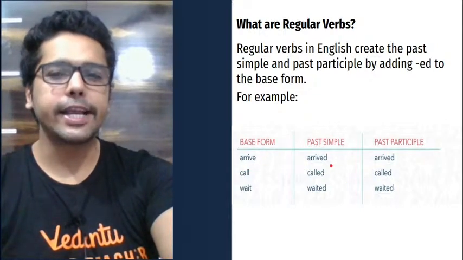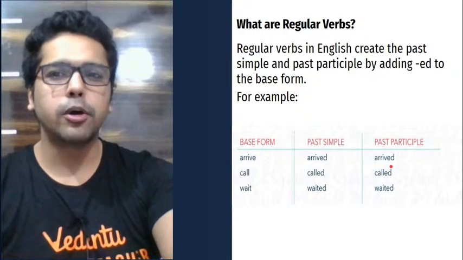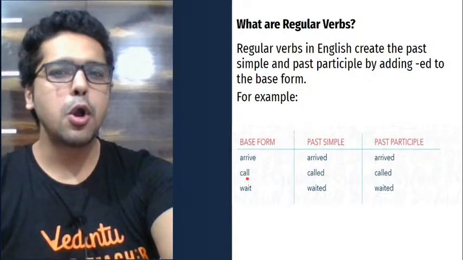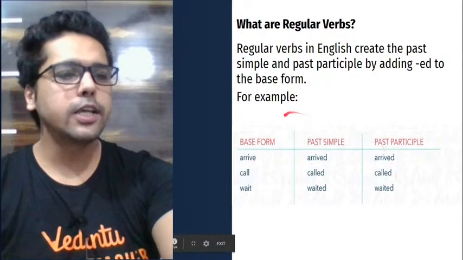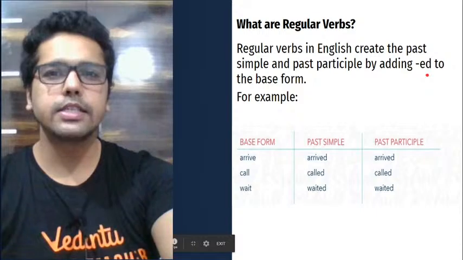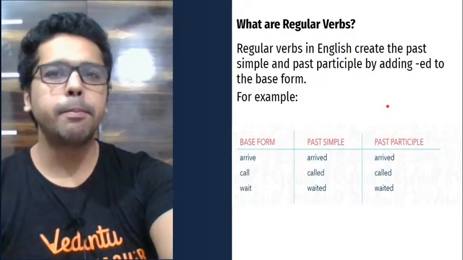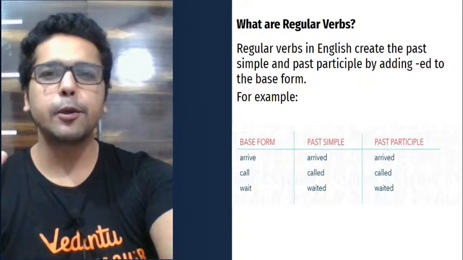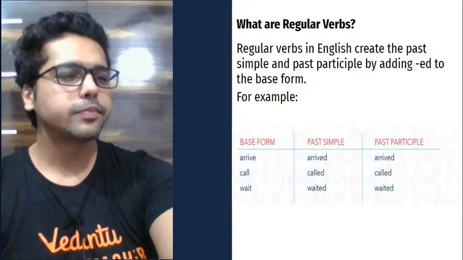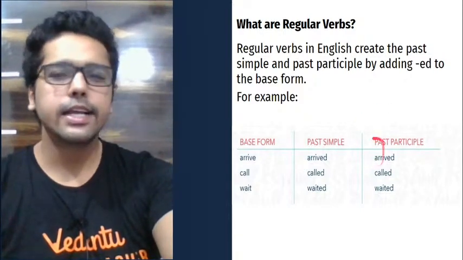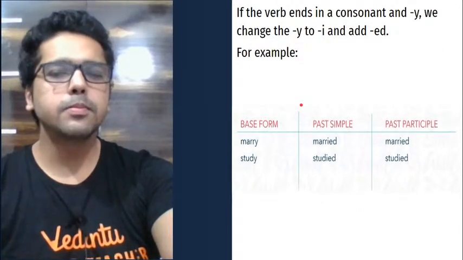So arrive becomes arrived. The d is added here. And the past participle, which is the third form, again the ed is added: arrived. Call, called, called. Wait, waited, waited. You see, we are simply adding ed, the suffix ed. So if we can change the form of a verb by adding the suffix ed, that particular verb is called a regular verb. These are regular verbs here. Perfect.